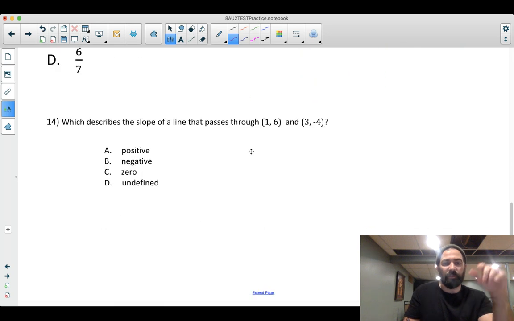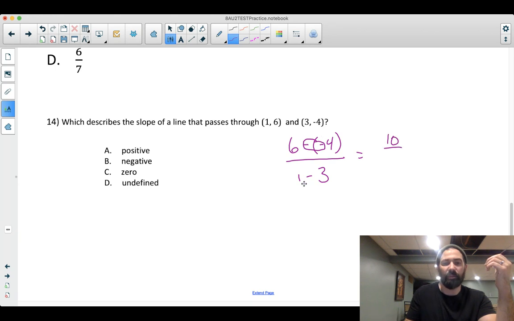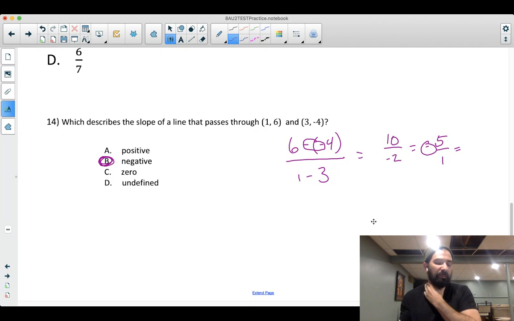And then our last one, you're trying to figure out, is this going to be a positive or negative slope? Well, we just do our formula. 6 minus -4 over 1 minus 3. 6 minus minus is 6 plus 4, which is 10. 1 minus 3 is -2, which equals negative. 10 divided by 2 is 5 over 1. And that's a negative slope. And that's it. That's all you have.